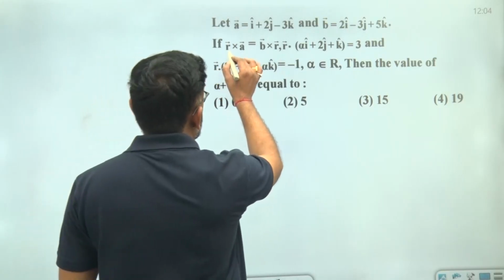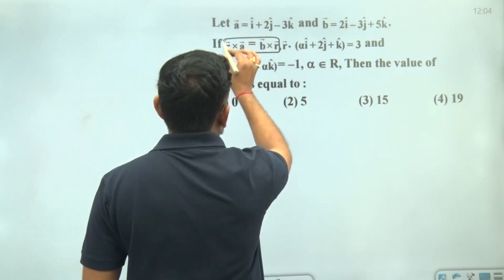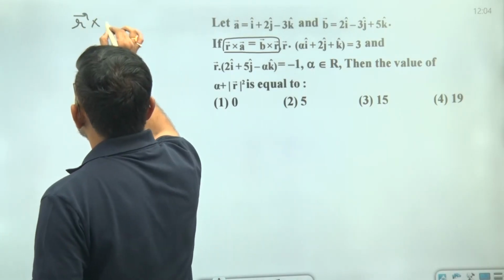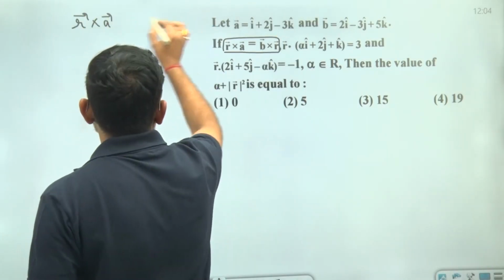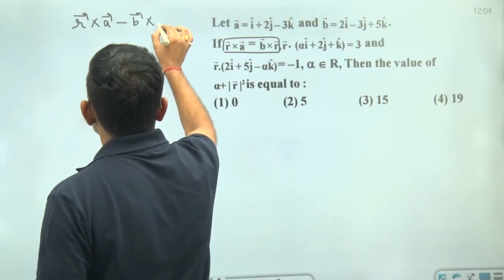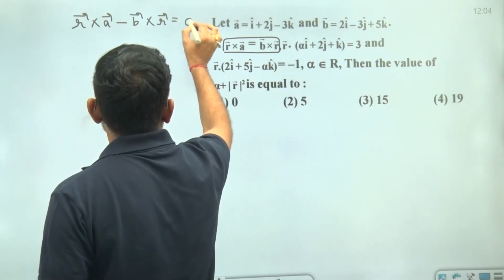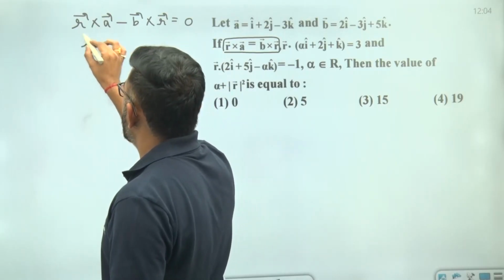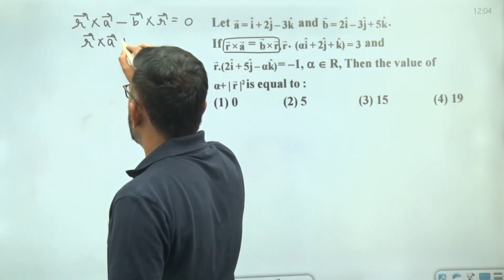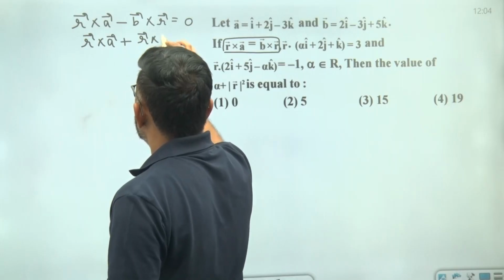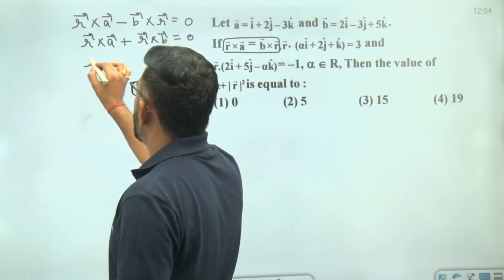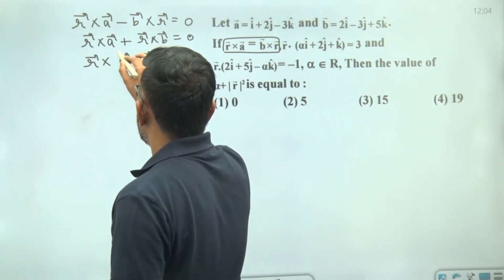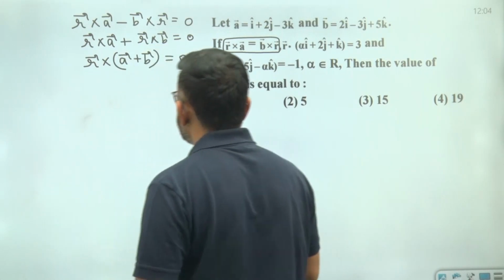So we'll start this question from this equation. It is given that R vector cross A vector equals B vector cross R vector. I am shifting this to the other side: R vector cross A vector minus B vector cross R vector equals 0. If I change the order, it becomes R vector cross A vector plus R vector cross B vector equals 0, so R vector cross (A vector plus B vector) equals 0.